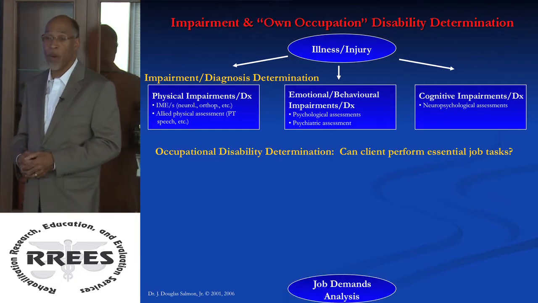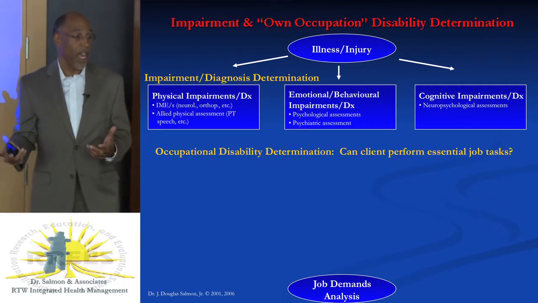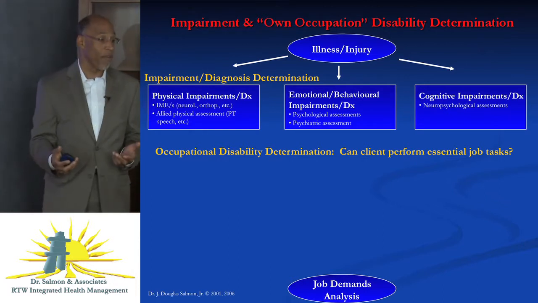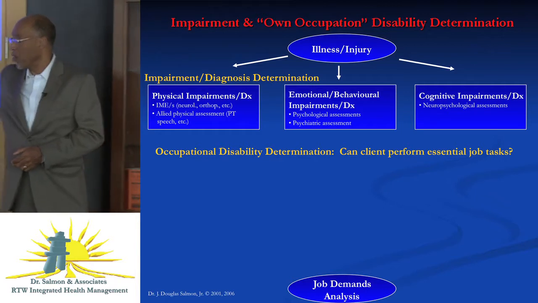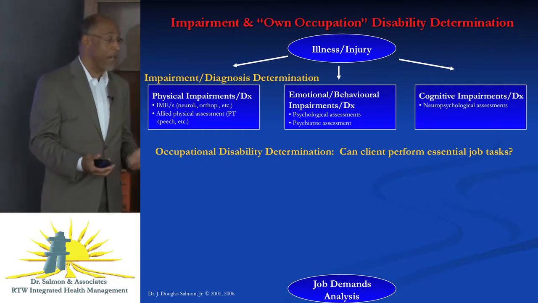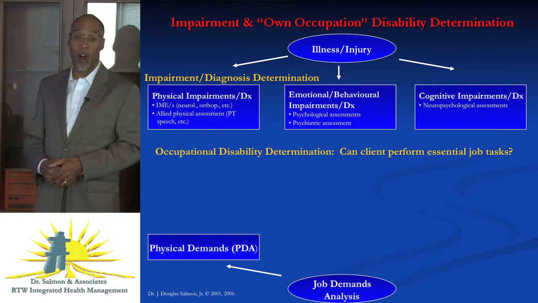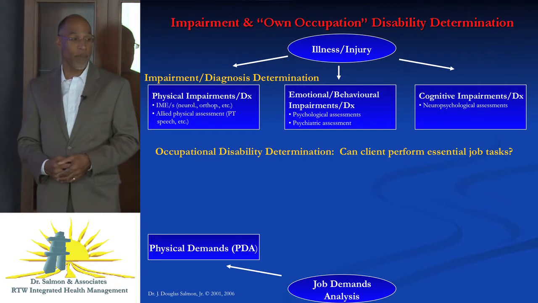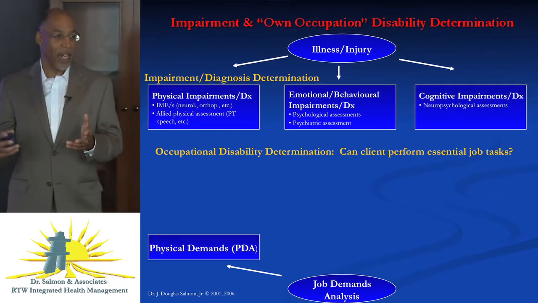Okay. So if we want to go from there, we know what the impairments are, and ultimately we need to ask the question, can the client perform his or her essential job tasks? So obviously we need to understand what the individual's job demands are. So all of you are familiar with a PDA, a physical demands analysis, right? I can assume that everyone's familiar with that.